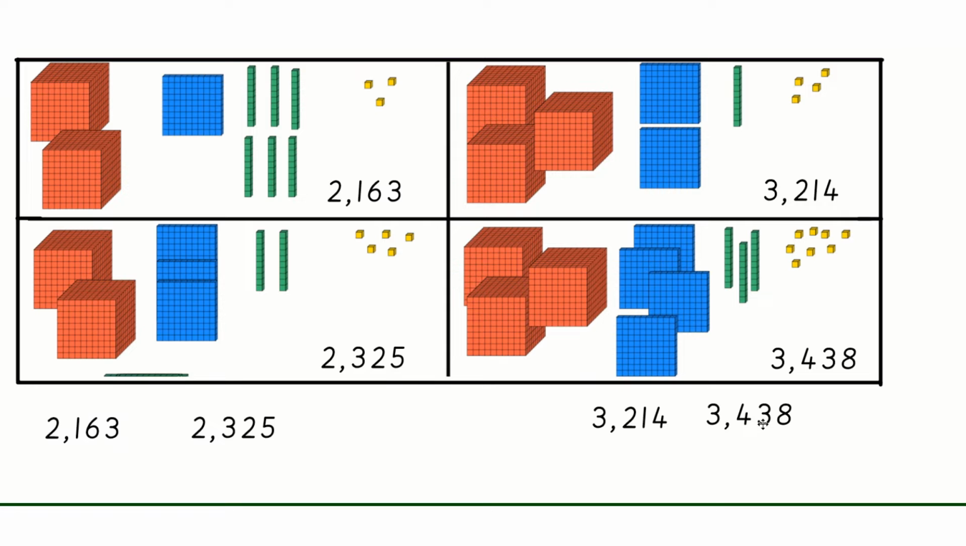And then I need to decide between these 2 numbers. Again, they both have the same number of thousands, so I'm going to need to look at the hundreds. This one has 2 hundreds and this one has 4 hundreds. That means that 3,214 is smaller and the largest is 3,438.